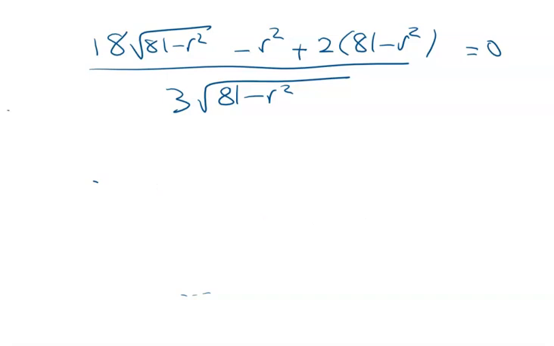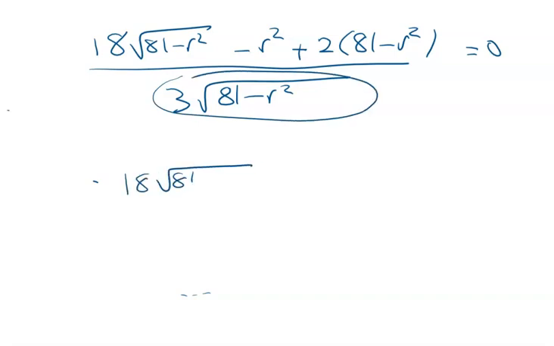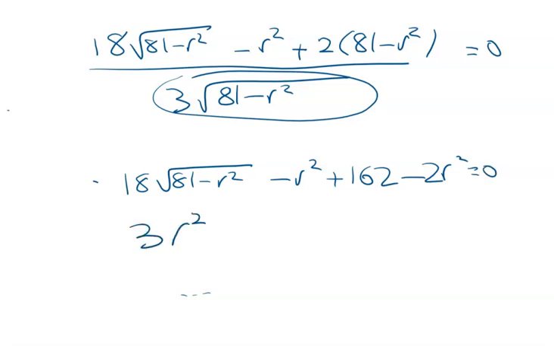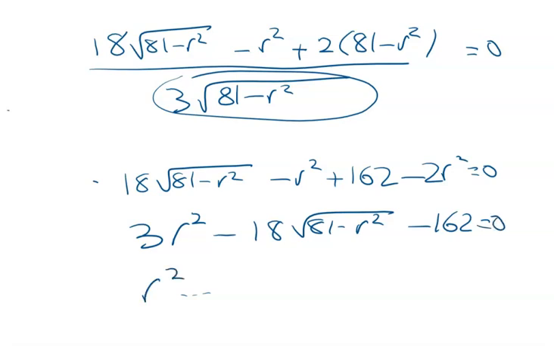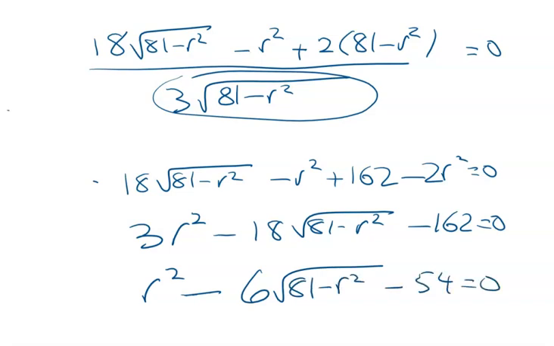The next step is we can ditch the denominator. 18 root 81 minus r squared plus 162 minus 2r squared equals 0. Cleaning this up gives me 3r squared minus 18 root 81 minus r squared minus 162 equals 0. Dividing by 3, r squared minus 6 root 81 minus r squared minus 54 equals 0.